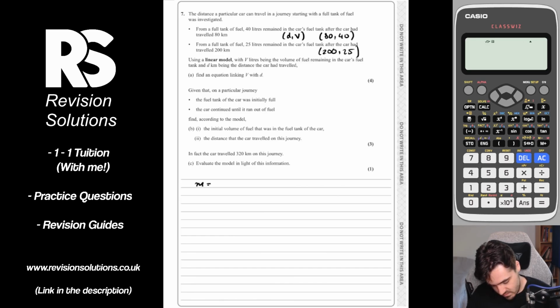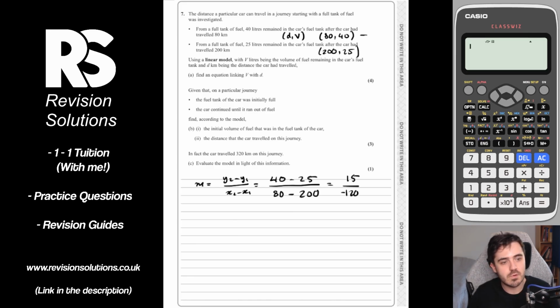So the gradient is y2 minus y1 over x2 minus x1. Let's take point 2 to be this one. So that'll be 40 minus 25 over 80 minus 200, which would be 15 over minus 120. And we just pop that in the calculator to simplify it. So what is 15 over 120? It's an eighth. So this is minus an eighth.